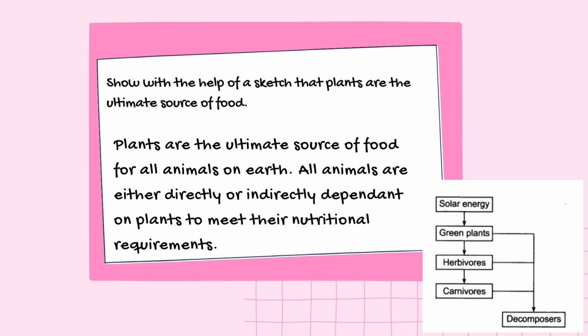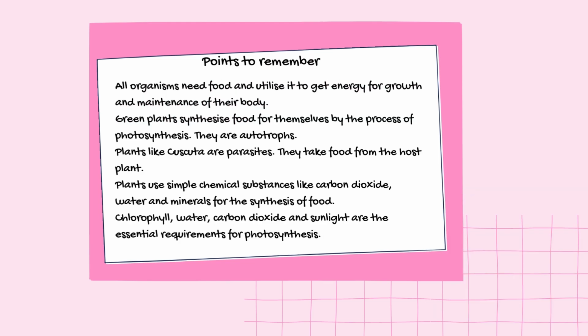Points to remember: all organisms need food and utilize it to get energy for growth and maintenance of their body. Green plants synthesize food for themselves by the process of photosynthesis. They are autotrophs. Plants like Cuscuta are parasites. They take food from the host plant.